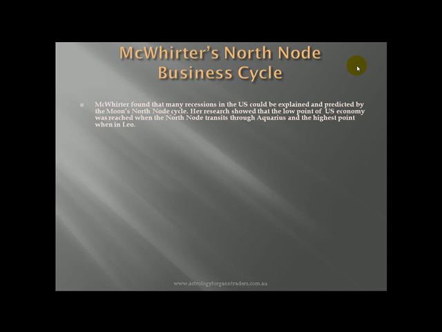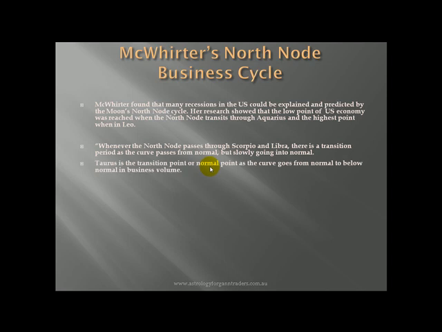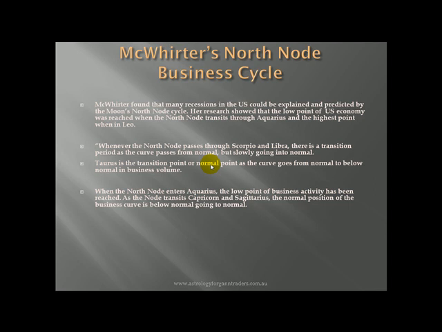Her research showed that the low point of the US economy was reached when the north node transits through Aquarius, and the highest point is when it was in Leo. Whenever the north node passes through Scorpio and Libra, there is a transition period as the curve passes from below normal slowly going into normal. Taurus is a transition point as the curve goes from normal to below normal in business volume. When the north node enters Aquarius, the low point of business activity has been reached. As the node transits Capricorn and Sagittarius, the position of the business curve is below normal, going to normal.